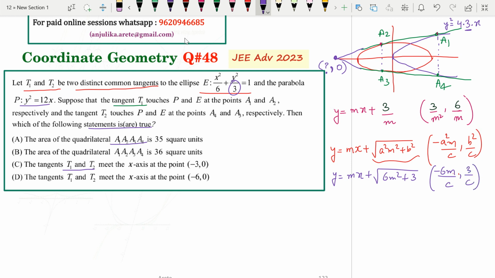Okay, done. Now what we have to do: this is a common tangent, right? Tangent 1 and tangent 2 are the same tangents, because both of them are the same line. Can I equate them, this and this? Yes, equate it.